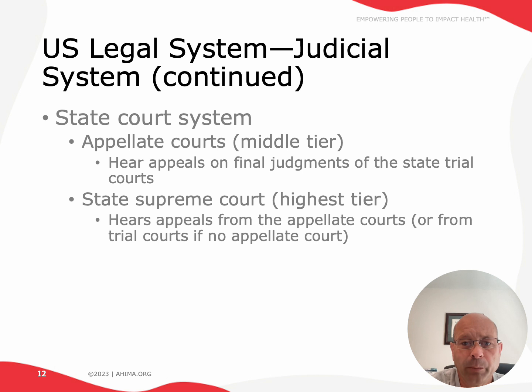From there, we would move to the appellate courts. Here, appeals from trial court decisions don't retry cases; they review whether the laws were applied correctly. The state Supreme Court, which is the highest tier, is the final authority on state law questions. Here, appeals from appellate courts.